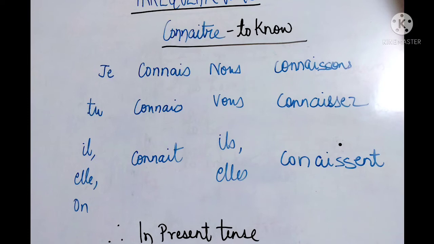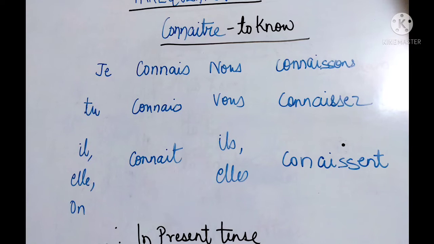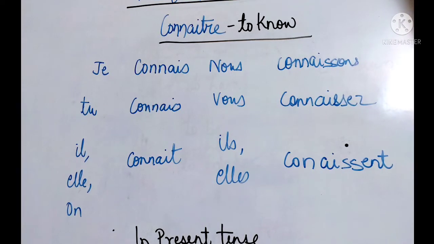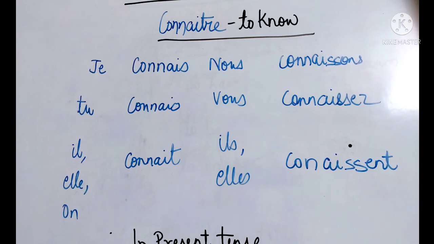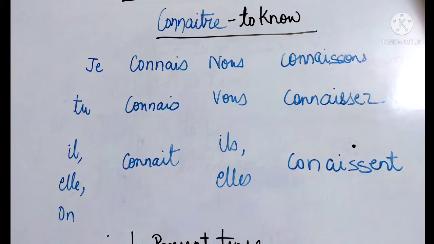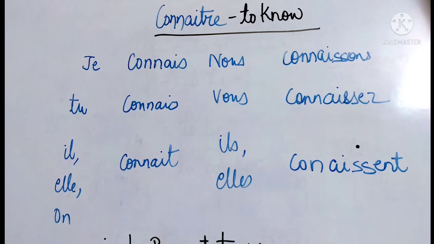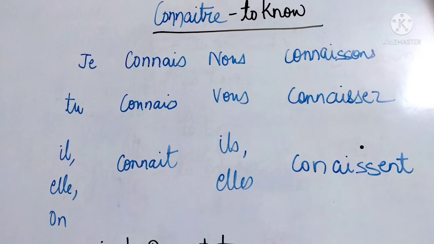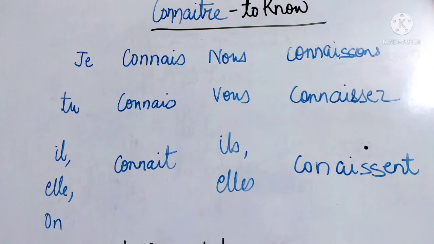So the conjugation is je connais, C-O-N-N-A-I-S. We have added S. Tu connais, C-O-N-N-A-I-S. Il connaît, C-O-N-N-A-I-T. Nous connaissons, C-O-N-N-A-I-S-S-O-N-S. Vous connaissez, C-O-N-N-A-I-S-S-E-Z. Ils connaissent, C-O-N-N-A-I-S-S-E-N-T. That's the conjugation of connaître. Let's move to another word.